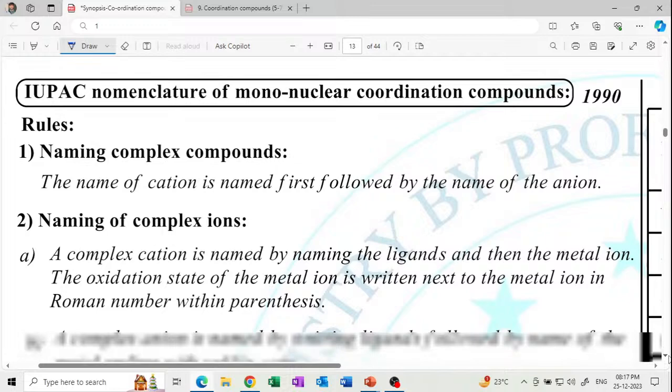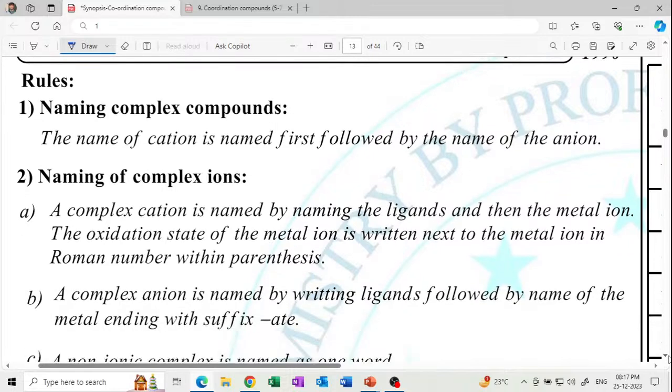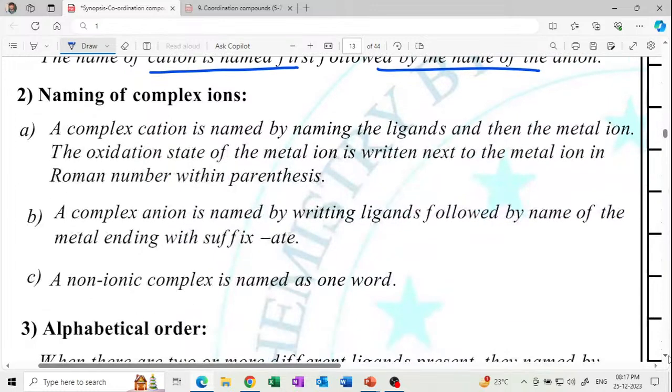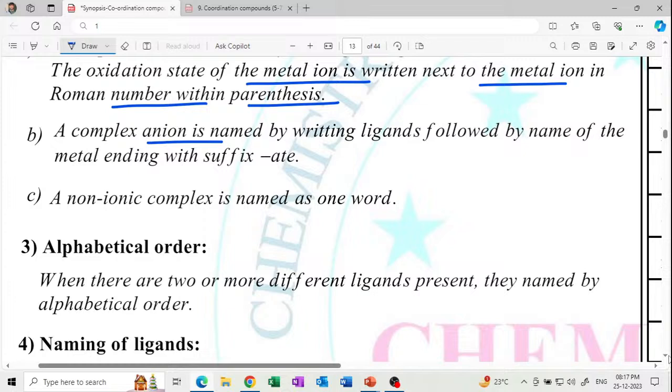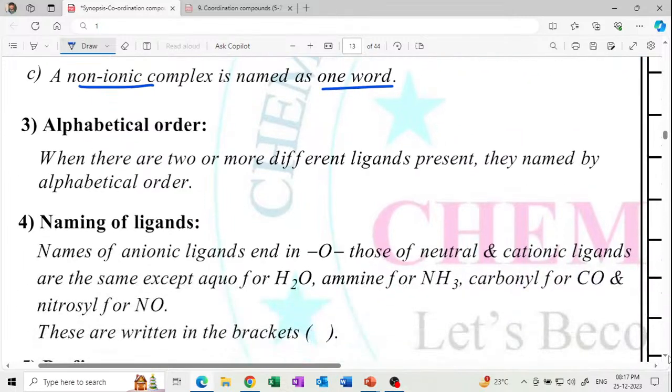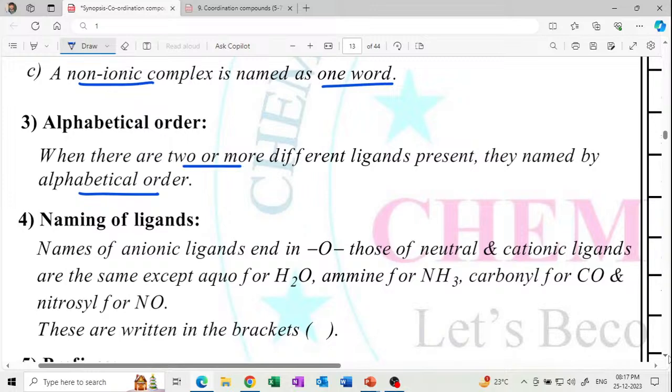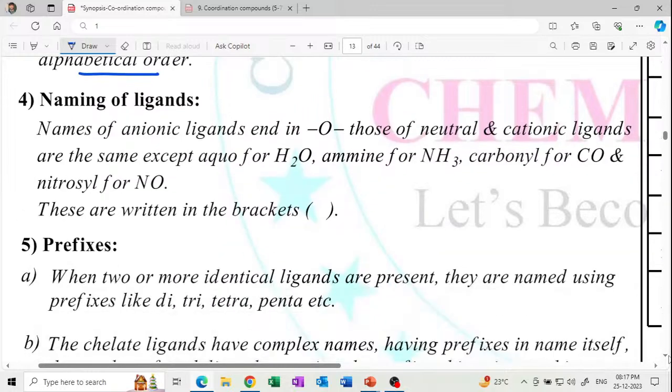Next is IUPAC nomenclature. IUPAC naming of a mononuclear coordination complex: the name of the cation is written first, followed by the name of the anion. There are some rules, and the rules are important. In naming the complex, the oxidation state of the metal is written in Roman numerals in parentheses. The complex anion is named by writing the ligands followed by the metal name with the suffix ate, and a non-ionic complex is named as one word. Follow alphabetical order for the different ligands. The names of anionic ligands end with o. Neutral ligands are named as aqua for water and ammine for ammonia; write ammine with a double m.